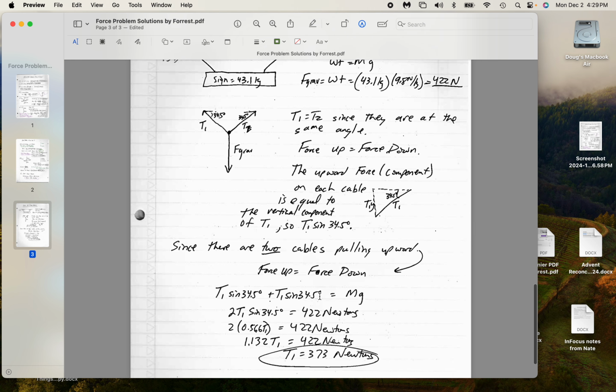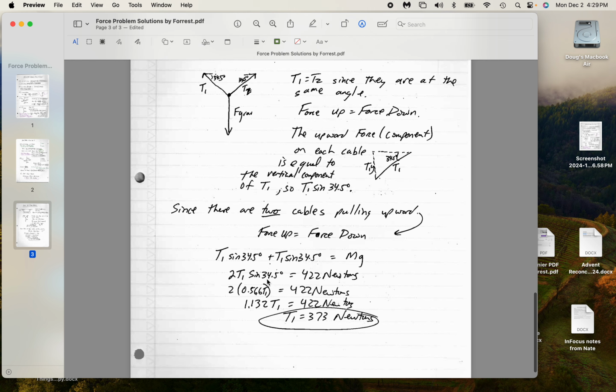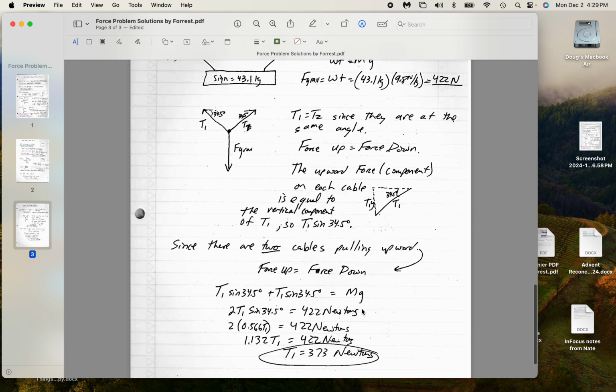Force down is 422 newtons. Force up, if this is T1, is at an angle. Actually they're both T1s because they're the same tension, then this vertical component would be T1y. So that's T1 times the sine of 34.5 degrees, opposite over hypotenuse. But since there's two ropes pulling up, it's 2 times T1 sine 34.5 degrees. So anyway, sine of 34.5 degrees is 0.566. Multiply that by 2. We get that the tension in each string is 373 newtons.